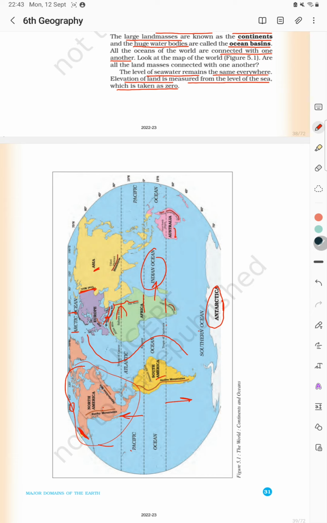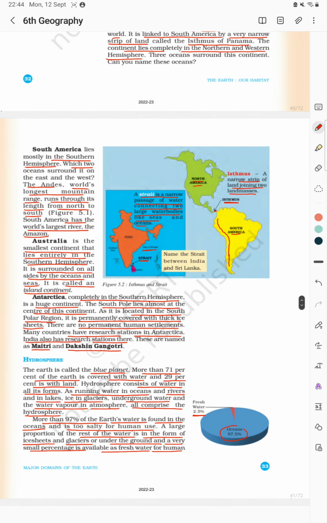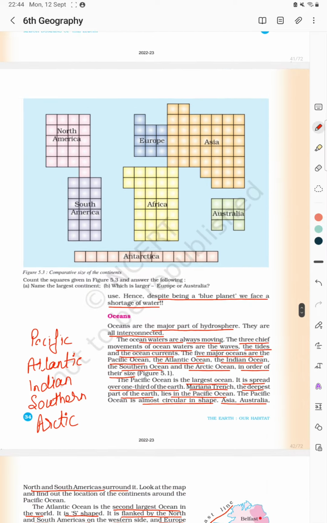Okay, now the Indian Ocean was triangular. See, this is India. This is triangular: west by Africa, east by Australia, north by Asia. This is the triangular Indian Ocean. Okay, got it? I hope you are clear with continents and oceans.